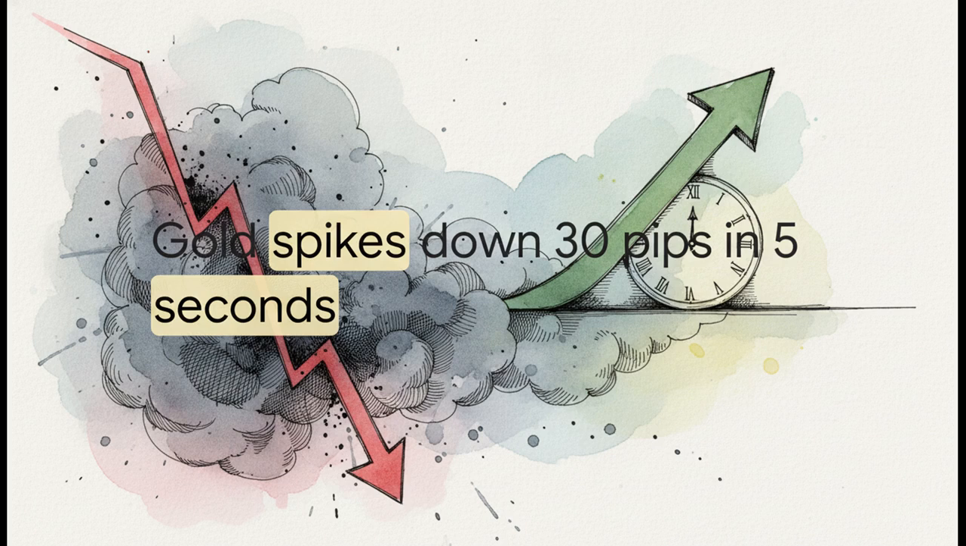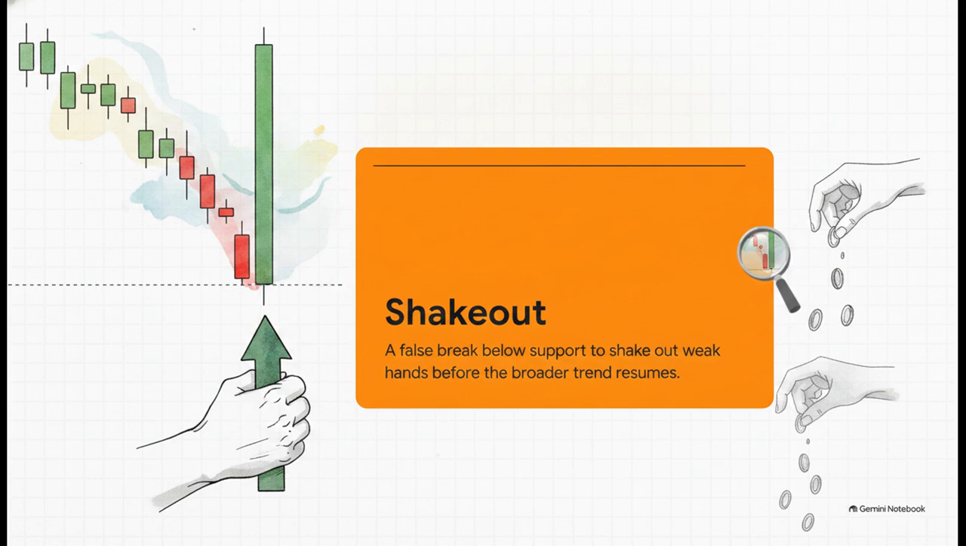Why? Because you already checked that hourly chart and your trend filter is still pointing solidly up. You know something the panicking crowd completely missed. You immediately recognize that scary, sudden drop for what it really is. It's just a shakeout. It's nothing more than a false break below your marked hourly support, purposely designed to shake out the weak hands before the broader trend resumes. So you just sit tight. You wait about 10 seconds for the spread to normalize, and what do you see? A massive bullish rejection candle on the 1-minute chart, closing right back above your hourly support line.